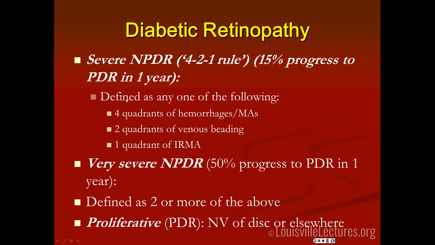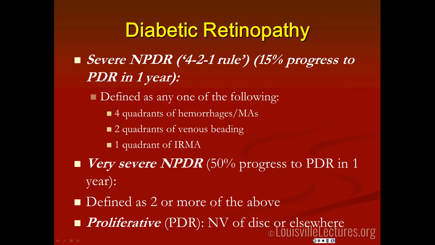So 4 quadrants of hemorrhages or microaneurysms, 2 quadrants of venous beading, or 1 quadrant of IRMA, which is intraretinal microvascular abnormalities. Basically, IRMA looks like a neovascularization complex, like an NVE, but it doesn't leak when we do a dye test called an FA. So the vessels just look like neovascularization. And this severe non-proliferative stage is important because 15% will progress to PDR, proliferative diabetic retinopathy, in 1 year.